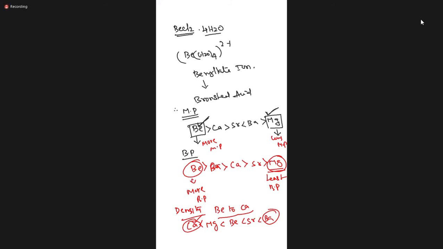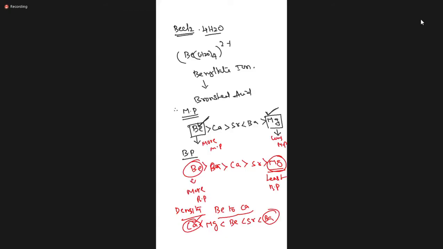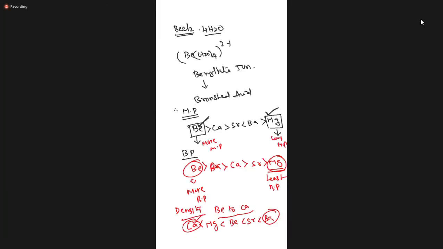That's the reason: beryllium has a different crystalline structure, magnesium has a different crystalline structure, calcium has a different crystalline structure. So due to the different crystalline structure, the boiling point, melting point, density order will change. Is it clear? All are important for competitive part.